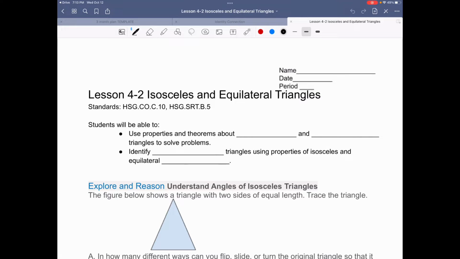Hello geometry students, please put your name, date, and period. Today we're learning lesson 4-2, isosceles and equilateral triangles.